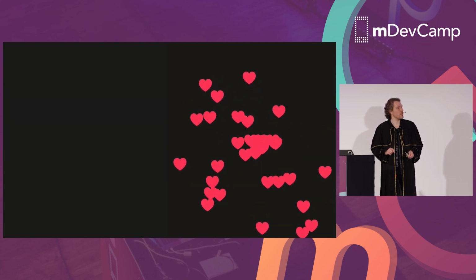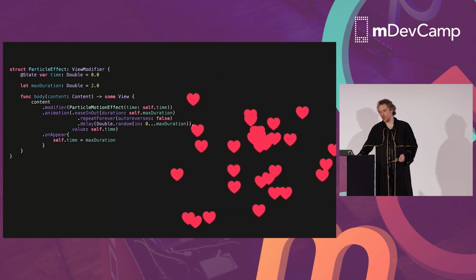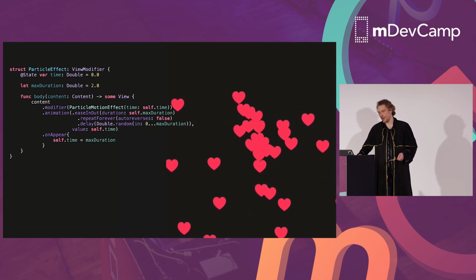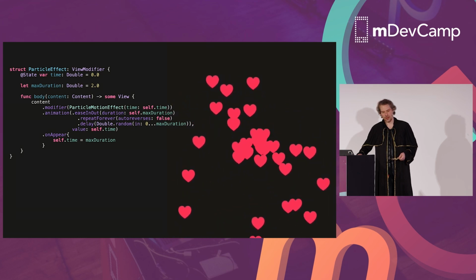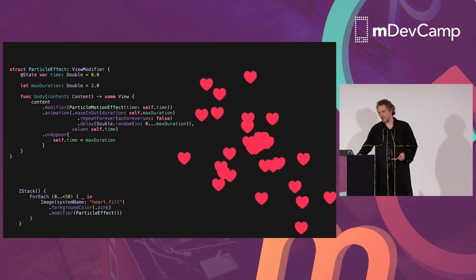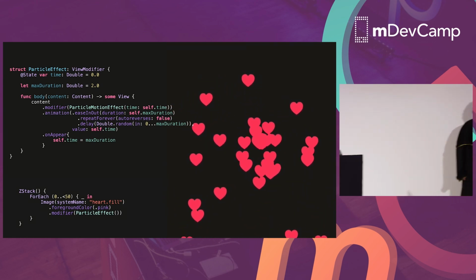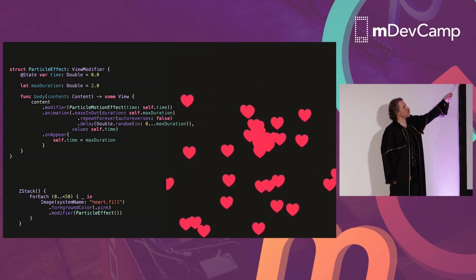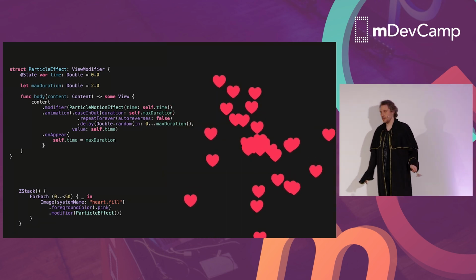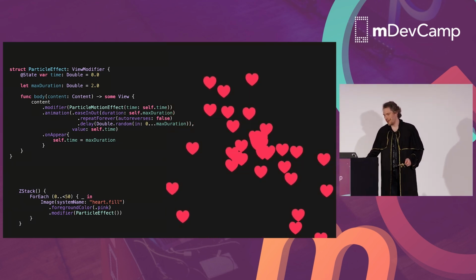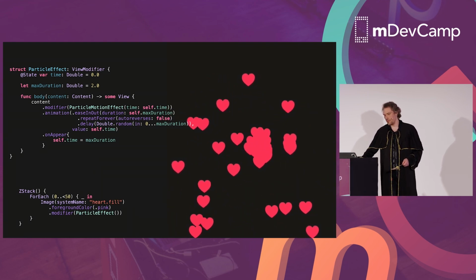The second step is multiplying those views. So here we are creating a Z-stack of a number of clones of the view with this view modifier. So it creates a swarm of views that are moving alongside this path.